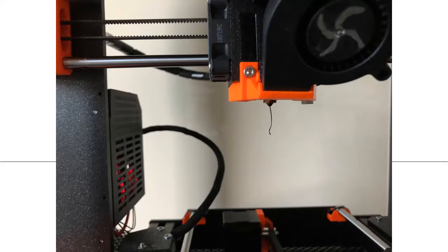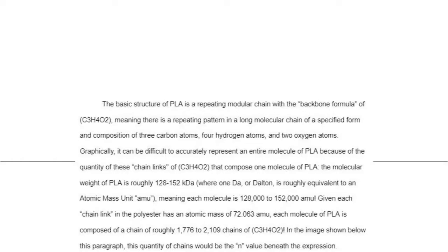The basic structure of PLA is a repeating modular chain with the backbone formula of C3H4O2, meaning there's a repeating pattern in a long molecular chain of a specified form and composition of 3 carbon atoms, 4 hydrogen atoms, and 2 oxygen atoms. Graphically, it can be difficult to accurately represent an entire molecule of PLA because of the quantity of these chain links of C3H4O2 that compose one molecule of PLA.